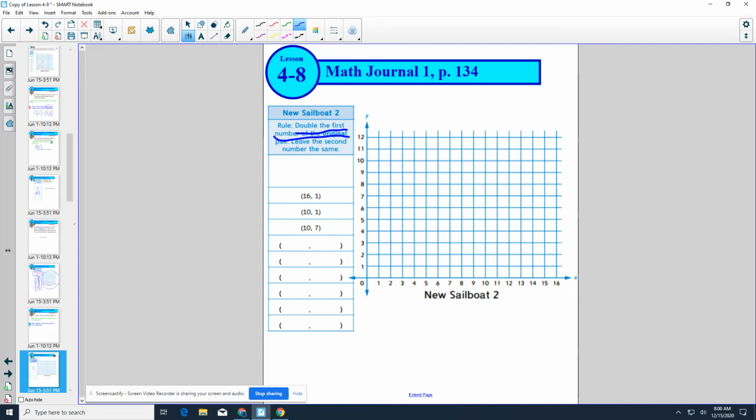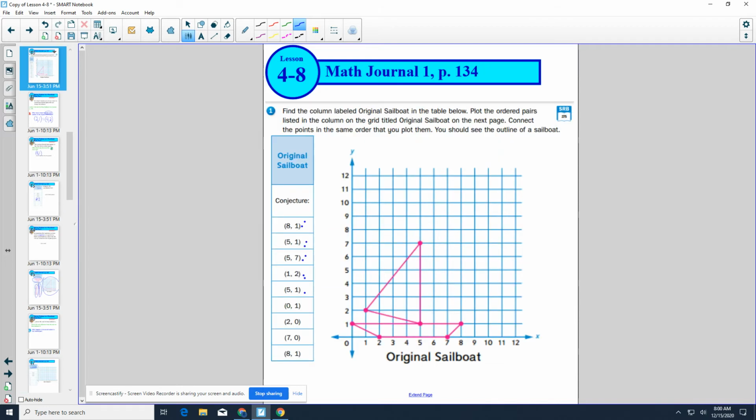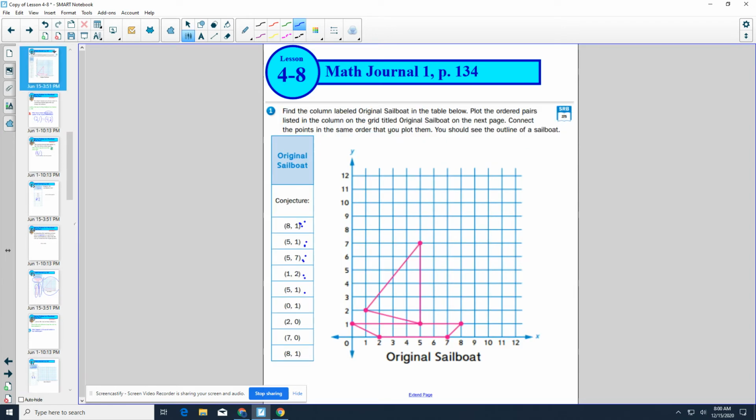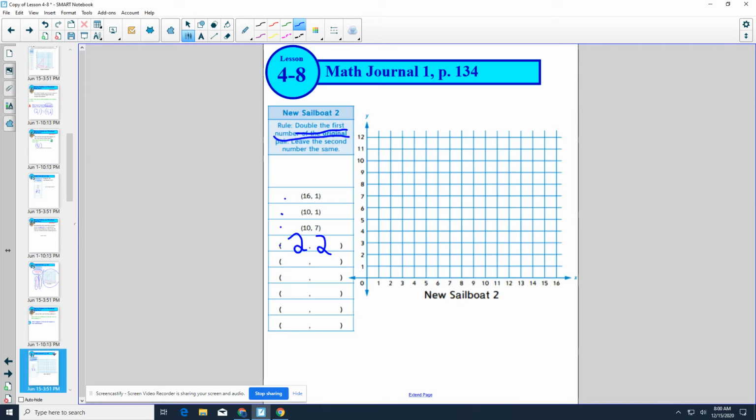So let's look. We have the first 3 done, so let's look at the 4th one, 1, 2, 3, 4. Double the first, leave the second alone. So it would be over 2, up 2, or x, y, right? Let's look at the 5th one on the original, 1, 2, 3, 4, 5. Over 5, up 1, but when I double the first number and leave the second alone, I get over 10, up 1.